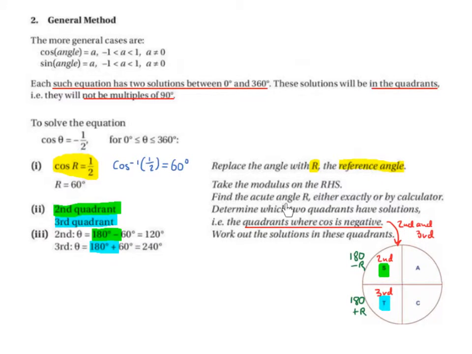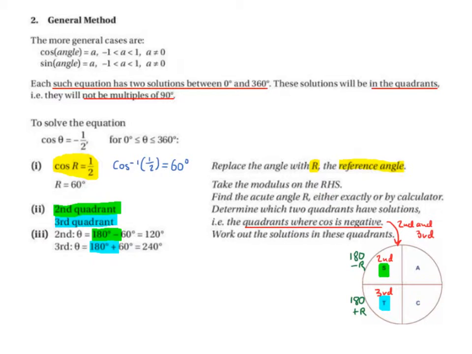Then we determine which two quadrants have solutions, i.e. the quadrants where cos is negative. And we're interested where cos is negative because our original question gave us cos of theta equals minus a half. So we're interested where cos is negative.